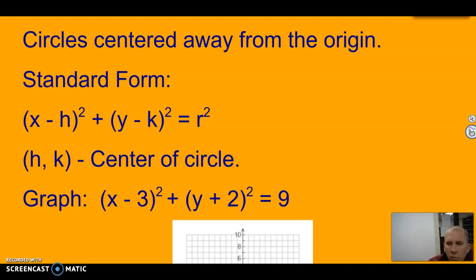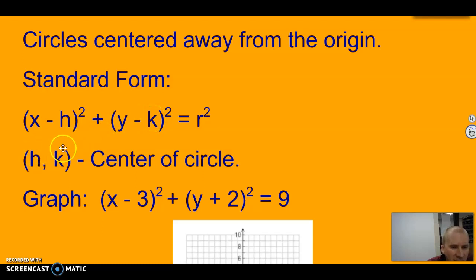All right, so now we're going to move to circles that are centered away from the origin. And what you're about to look at is going to be kind of overwhelming right away. And it's going to look like it's going to be really difficult, but it's actually something that's extremely quick and simple. So the standard form for the equation of a circle is (x minus h) squared plus (y minus k) squared equals r squared. Now you notice this formula is exactly the same as what we just did on the previous page, x squared plus y squared equals r squared, except the h and the k have been added.